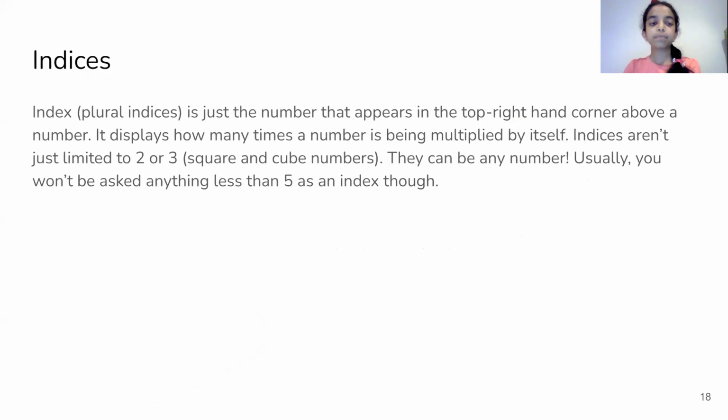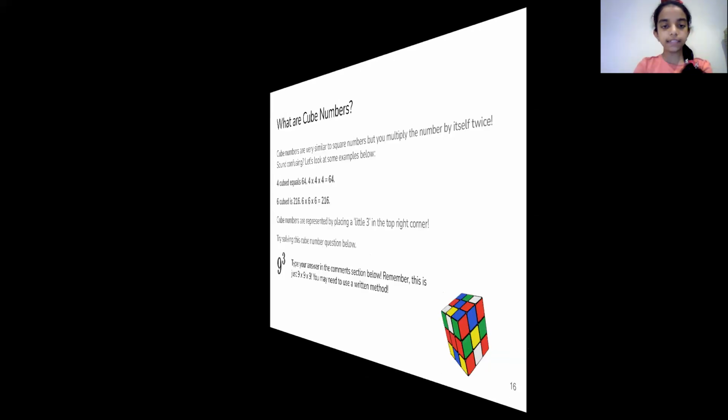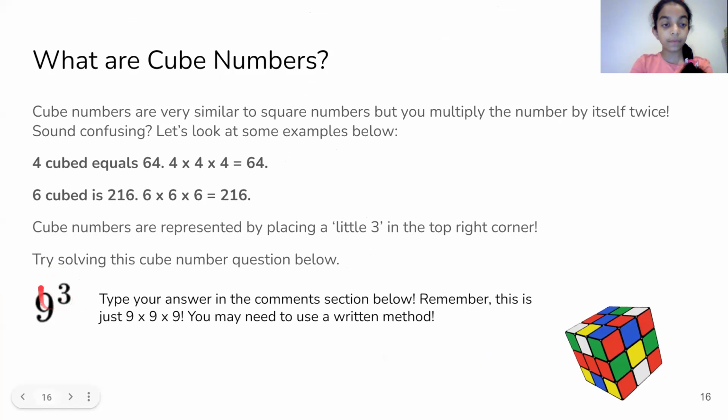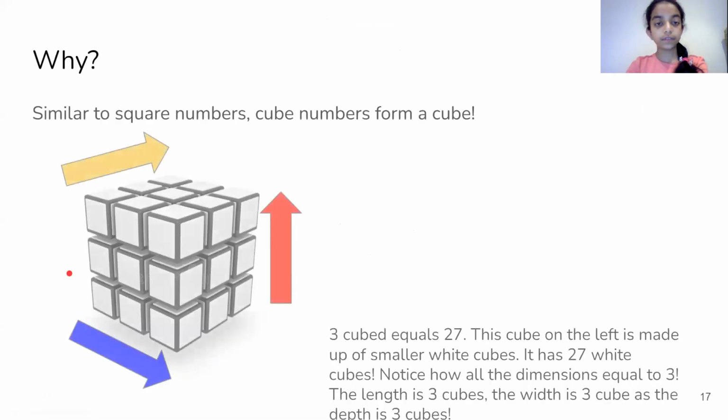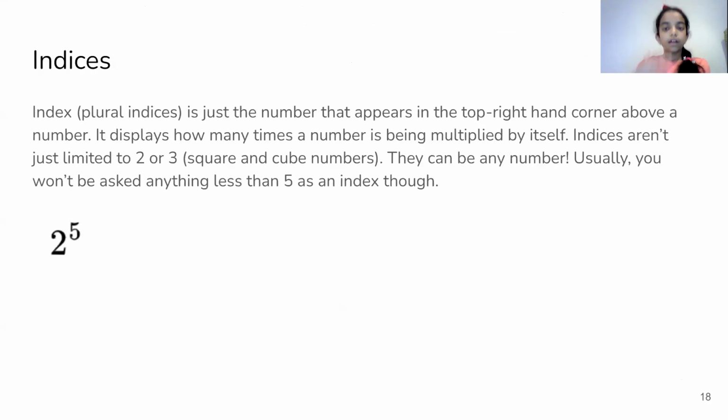So indices. An index, or the plural which is indices, is just the number that appears in the top right-hand corner above a larger number. So if we look back in our slides, this 3 here, that's an index. So if we move forward, indices aren't just limited to 2 or 3 or square and cube numbers. They can be any number. Usually you won't be asked anything less than 5 as an index though.